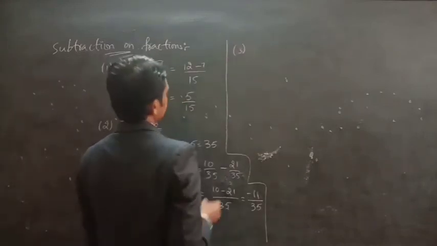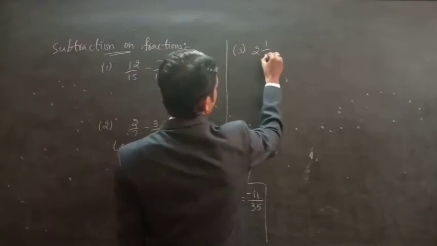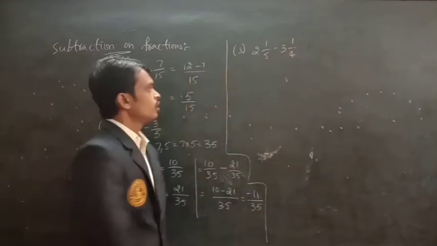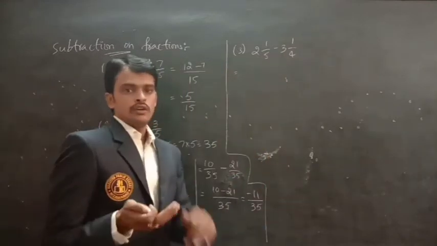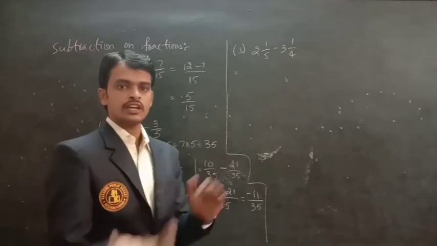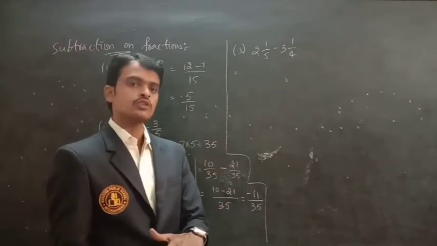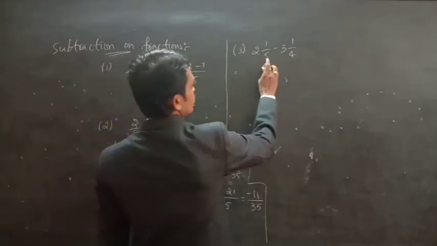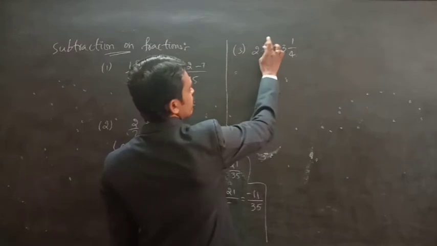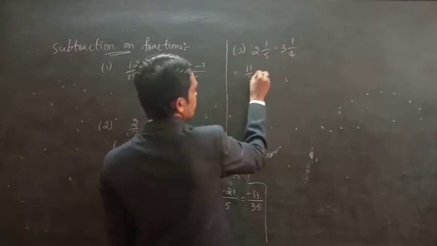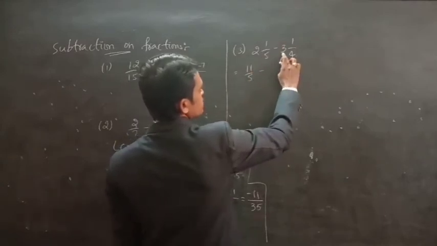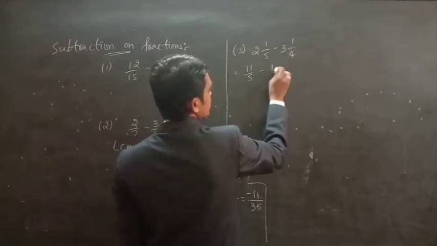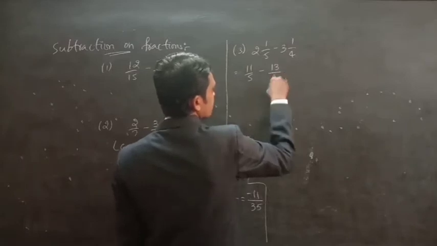Third one: 2 1 by 5 minus 3 1 by 4. First we convert these mixed fractions into improper fractions. Then by using the LCM we change them into equivalent fractions. Then we subtract the fractions. So 5 2s are 10, 10 plus 1 is 11 by 5, minus 3 4s are 12, 12 plus 1 is 13 by 4.